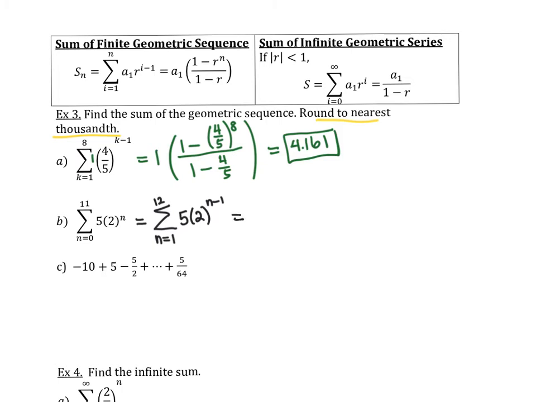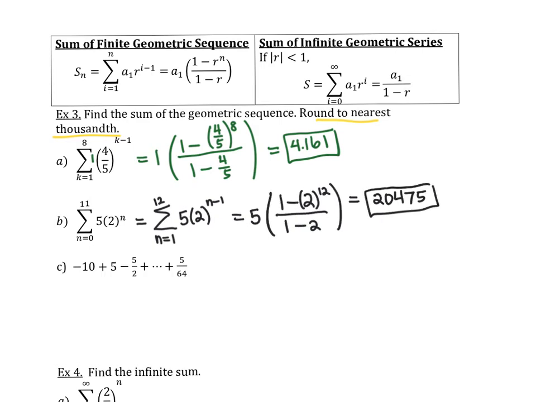Now that it's in the correct format, I can use the formula. So A1 is the 5, 1 minus r is 2, n is 12, over 1 minus 2. Then you're going to very, very carefully put that in your calculator. Watch your parentheses. You might have to do the numerator and the denominator separately, write it down, and then figure it out. But you should get 20,475. If you wanted to check, you could add up all 12 terms and make sure it does in fact equal what it's supposed to equal.